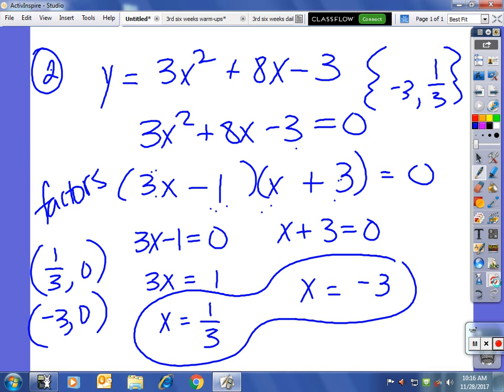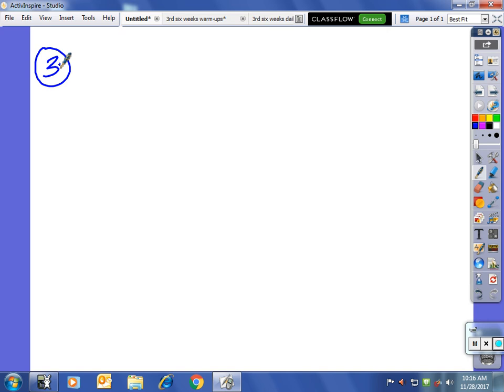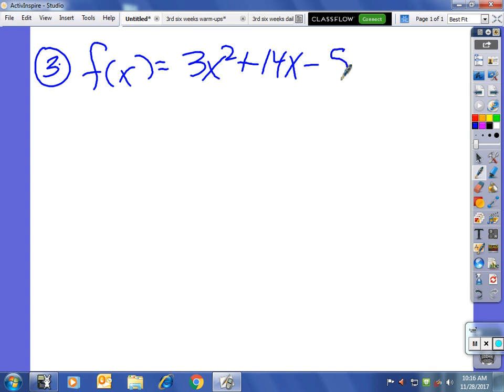All right, number 3. F of x equals 3x squared plus 14x minus 5. And our job is to find the zeros or find the roots or find the x-intercepts. What does f of x mean? Just means y. So what are we going to put in place of y? 0. You can put it on either end. Some kids like it over here on the right. You could put y equals or f of x equals on either end. So I'm going to switch it around and put it on the right. So I put a 0 in for f of x and then I switched it to the other side.